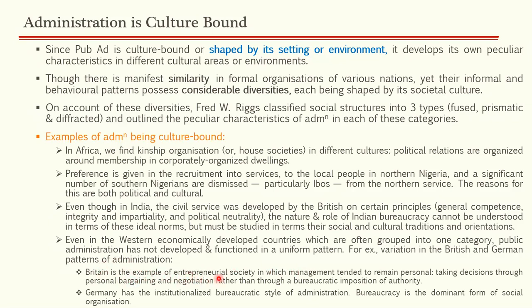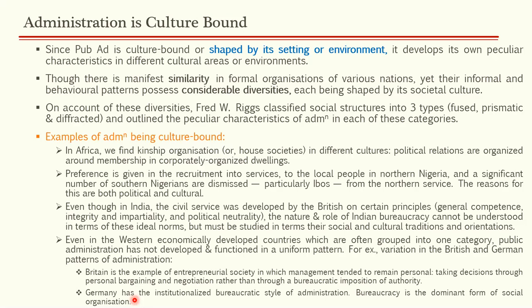Britain is the example of an entrepreneurial society in which management tended to remain personal, taking decisions through personal bargaining and negotiation rather than through a bureaucratic imposition of authority. Germany has the institutionalized bureaucratic style of administration. Bureaucracy is the dominant form of social organization. If you remember Max Weber's model of the ideal type of bureaucracy, Max Weber was a German scholar. So obviously German society has followed in the footsteps of Max Weber, and what you find in Germany is the typical bureaucracy, the institutionalized bureaucratic style. Bureaucracy is the dominant form of social organization in Germany.